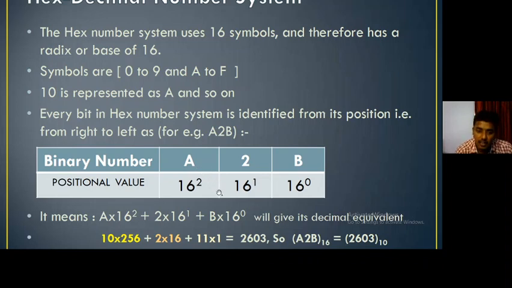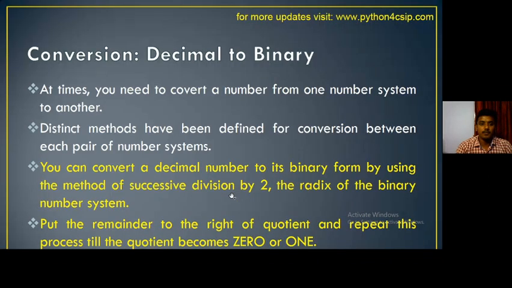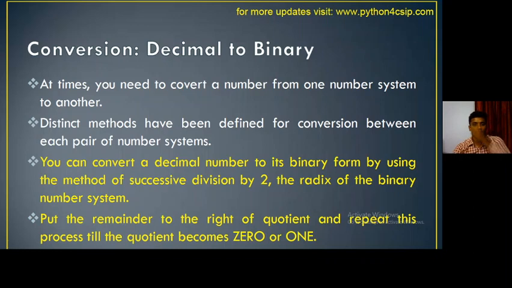See, A into 16 square plus 2 into 16 power 1 plus B into 16 power 0. What does A stand for? A stands for 10. So 10 into 16 square, that is 10 into 256, plus 2 into 16 plus B, which means 11, into 1, that is 16 power 0. So this is the decimal equivalent of the hexadecimal number A2B. Clear? A2B.